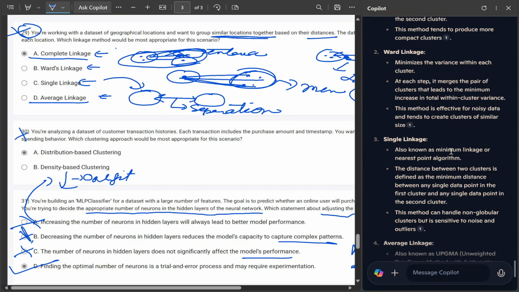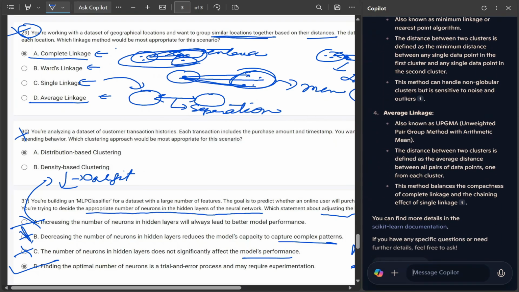Now single linkage, also known as minimum linkage or the nearest point algorithm. The distance between two clusters is defined as the minimum distance between any single data point in the first cluster and any single data point in the second. The method can handle non-elliptical clusters but is sensitive to noise and outliers. So that's what I showed you for single linkage also, and here is a detailed one. Now average linkage, also known as UPGMA, unweighted pair group method with arithmetic mean. The distance between two clusters is defined as the average distance between all the pairs of data points, one from each cluster.